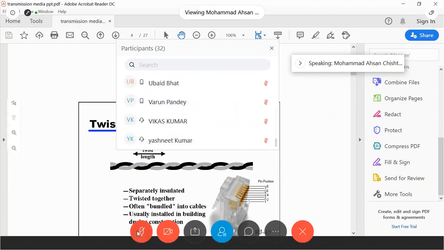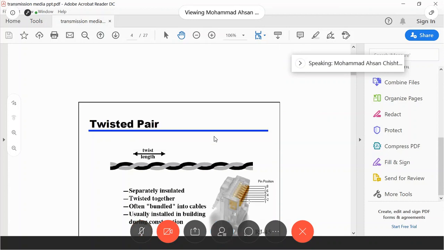Ramanan, can you see? So there is a connector, RJ45, written there.